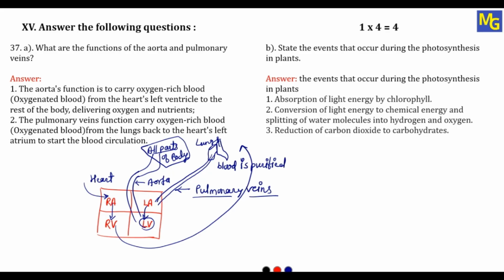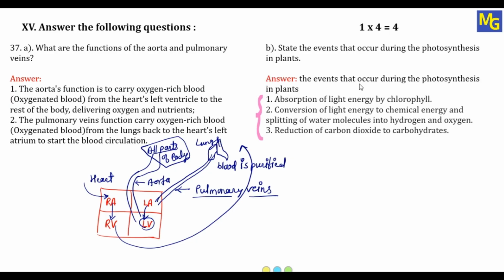Now we will move with B. So here B question, state the events that occur during the photosynthesis in plants. So plants will do photosynthesis with the help of chlorophyll. So what are the steps that will occur in the photosynthesis, that we have to answer. So in NCERT book they have given clearly all the steps, same steps I have taken here to explain you people.